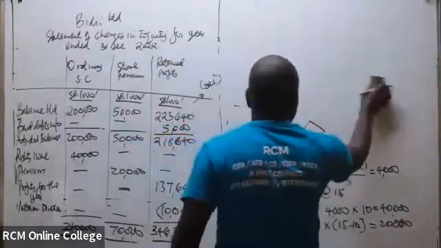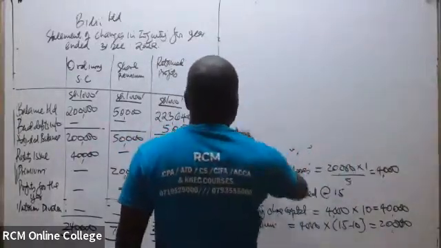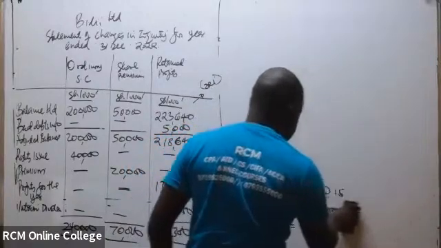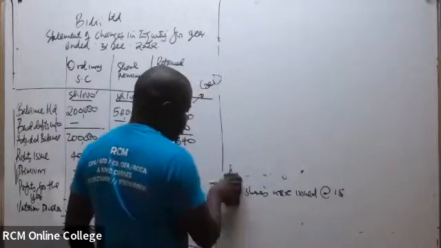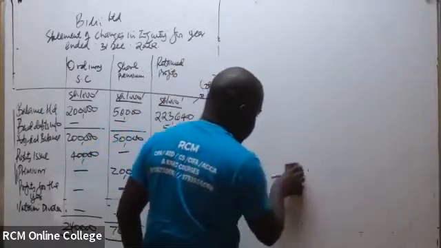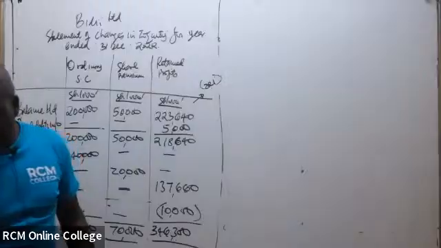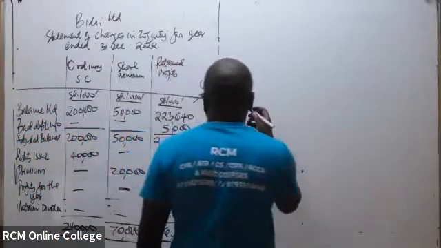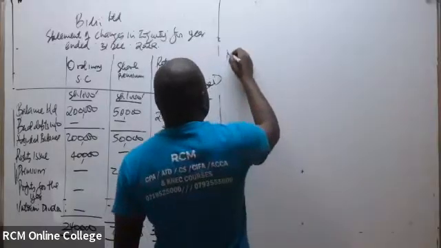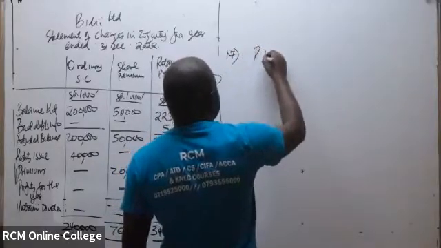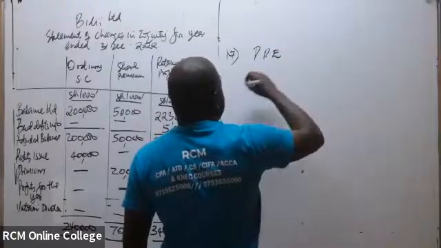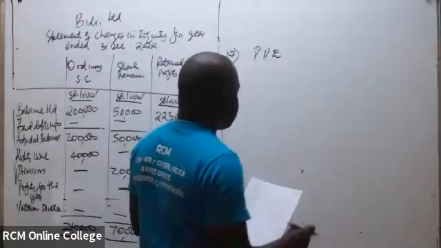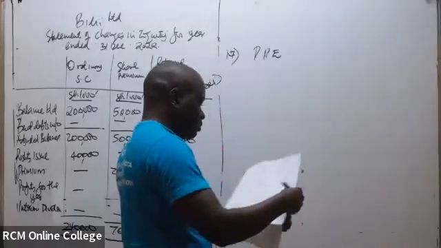we can do another working. Which working are we going to look at before we come up with the statement of financial position? In this case, calculate the property, plant, and equipment. So it will be working 7. Working 7: the PPE, property, plant, and equipment movement schedule.